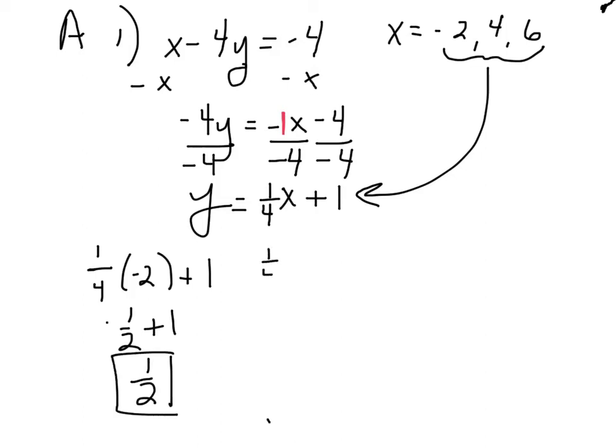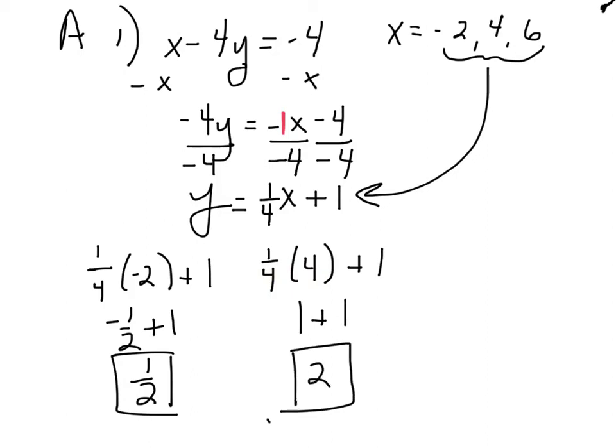Now I want to plug in positive 4. 4 times 1 is 4, divided by 4 is 1, or just 4 divided by 4 is 1. So that's going to be 1 plus 1, which is 2. And then let's plug in 6.